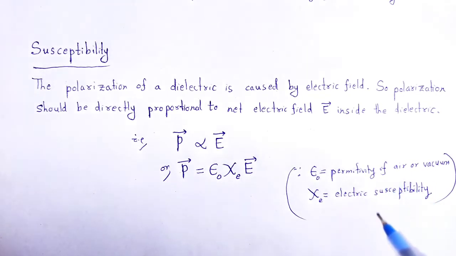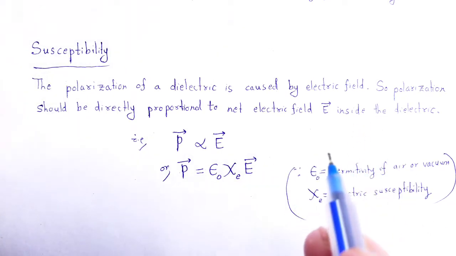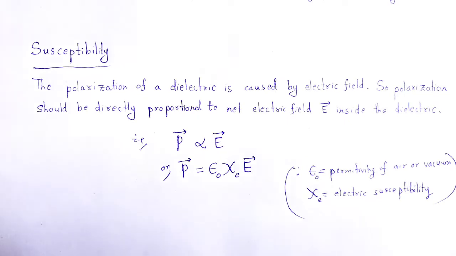Look here, in vacuum there is no polarization. If we consider vacuum, which means there will be no such dielectric, then there will be no polarization. Hence, susceptibility for vacuum will be 0.